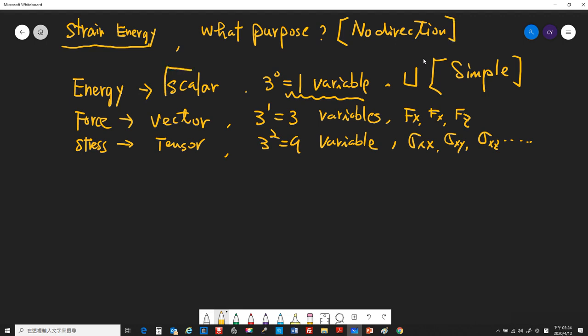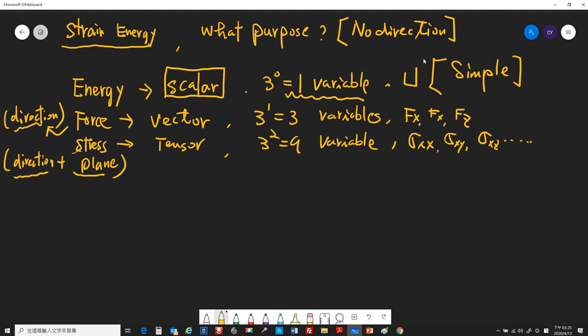Energy is a scalar. Force comes with a direction. And stress has a direction plus a plane. So for force, you need to know the direction. For stress, you need to know the direction and the plane together. So the energy is the most simple. So this is the purpose. It's simple.